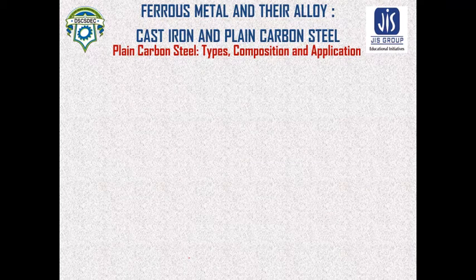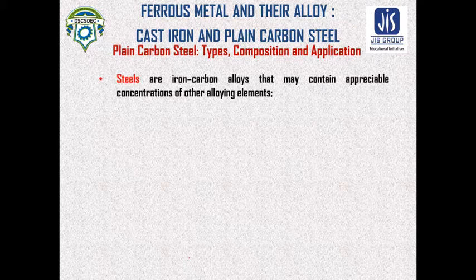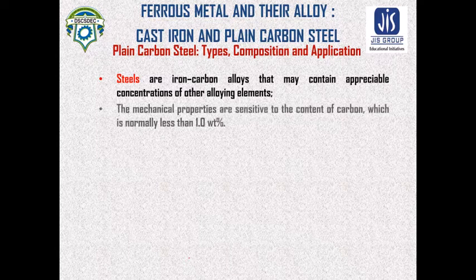Now we will come to the steel part. In steel there is alloy steel and plain carbon steel. So what is steel? Steels are iron and carbon alloys that may contain appreciable concentrations of other alloying elements. Mechanical properties are sensitive to the carbon content, which is normally less than 1% of the weight. So this is for steel.